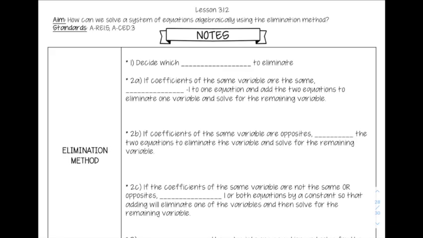Today we are going to be talking about solving a system of equations algebraically, but using the elimination method this time. We've already talked about graphing and solving algebraically with the substitution method, and now today will be the elimination method. The first step is that you want to decide which variable you're going to eliminate.